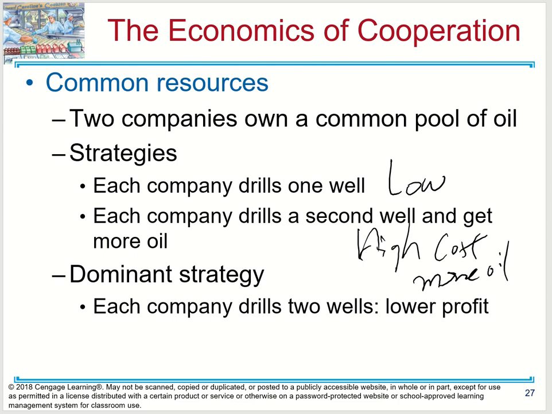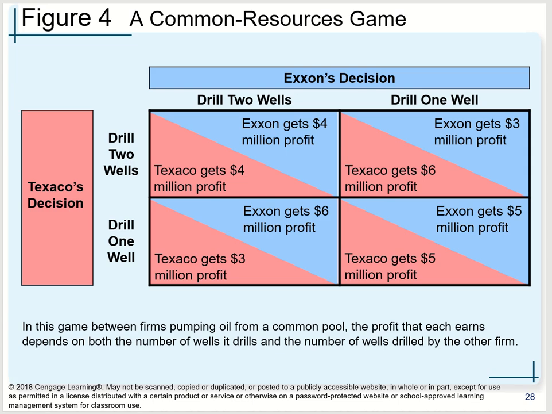Okay, two companies here, ExxonMobil and Texaco. If everybody only does one drill, one well, then each company has a profit of $5 million, and that looks like the best outcome possible, right? Again, let's take it one company at a time. If Exxon does two wells, what should Texaco do? If Texaco does two wells too, they get $4 million profit. But if they only do one well, that's only $3 million profit. So 4 is better, right?